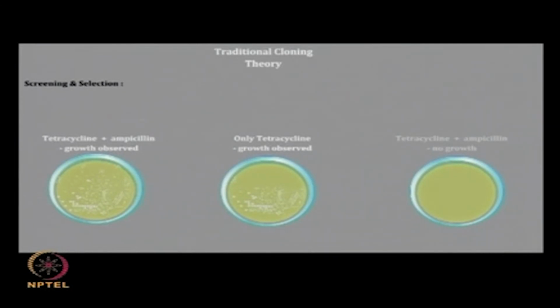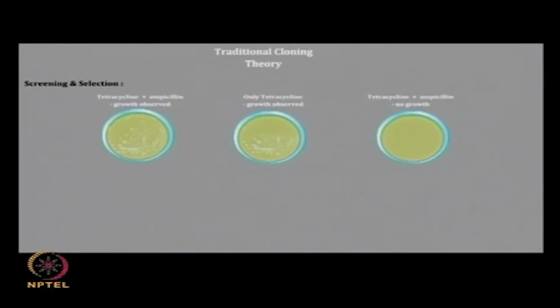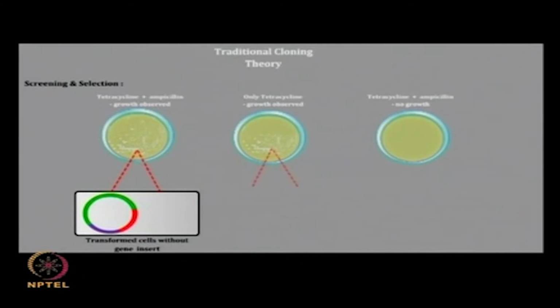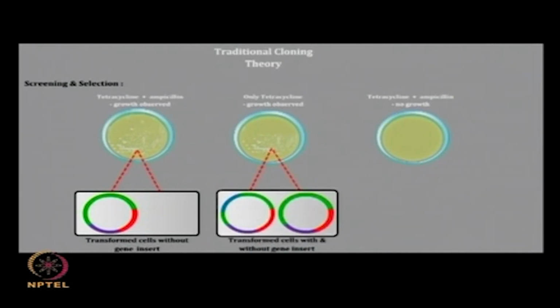Those cells that do not grow in the presence of antibiotics have not taken up any plasmid and therefore do not have resistance to the antibiotics. The comparison of colonies grown in the presence of both antibiotics and in the presence of only tetracycline will reveal those that have taken up the gene insert, by a technique known as replica plating.